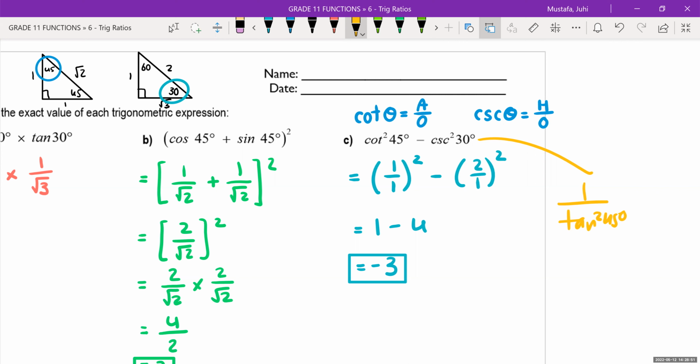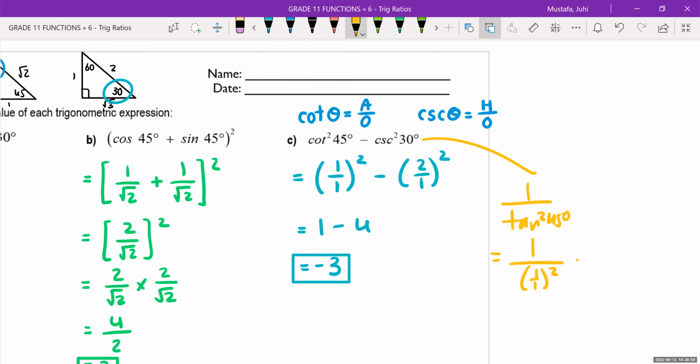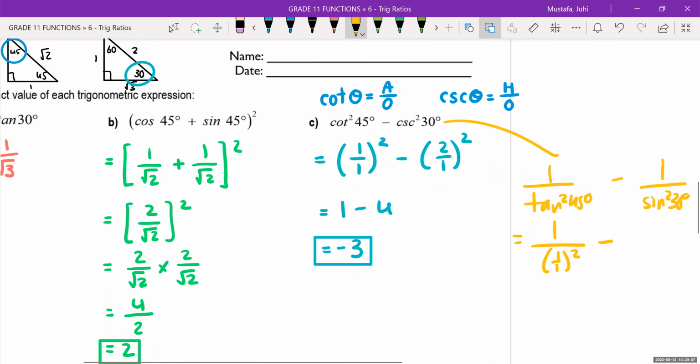And then you would have still gotten the same answer, because then this would be 1 over, and then tan is 1, so 1 over 1 squared. And then for cosecant, you could have done it as 1 over sine squared 30 degrees. You could have done it that way too. That's a little bit longer, yeah. But yeah, this was fastest.